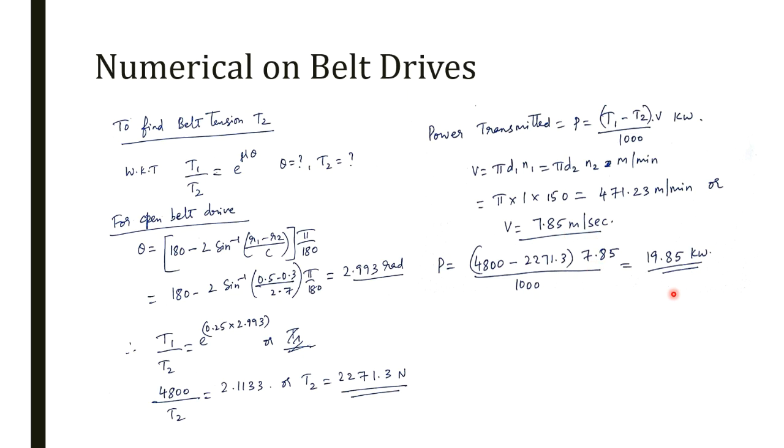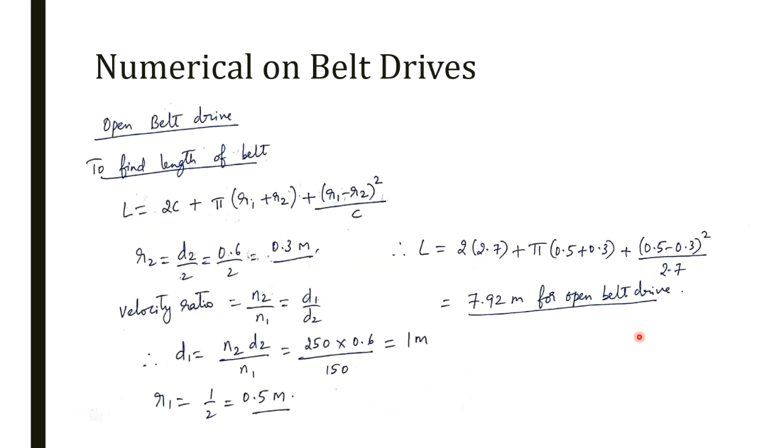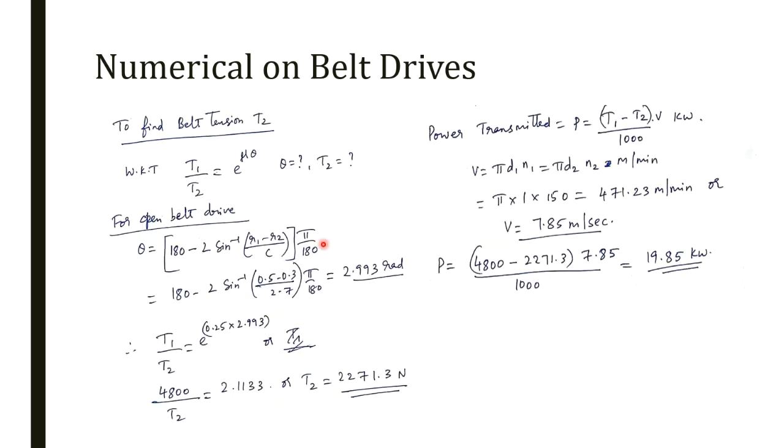So the power transmitted by the belt drive is 19.85 kilowatt. So this is the procedure to find out the length of the belt, and then if one of the tensions is not given, you can find out by using the formula T1 by T2 is equal to e power mu theta. Here the angle of contact is also not given. Calculate the angle of contact for an open belt drive using the formula theta is equal to 180 minus 2 sine inverse (r1 minus r2) by c into pi by 180.